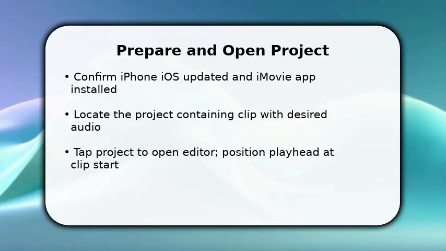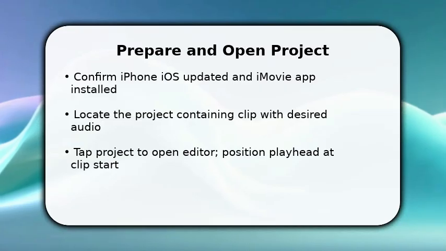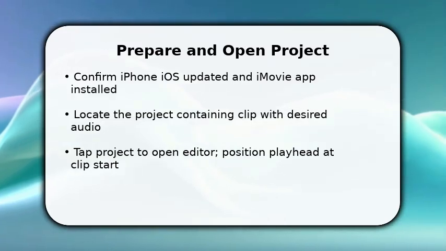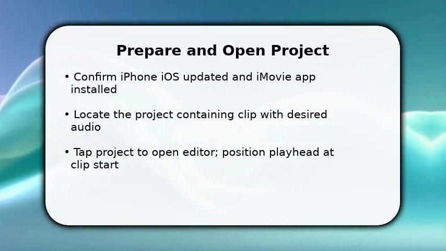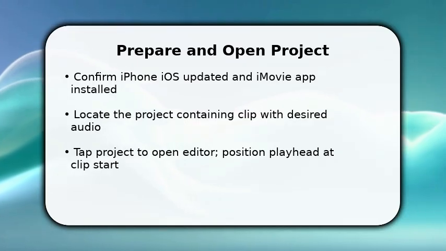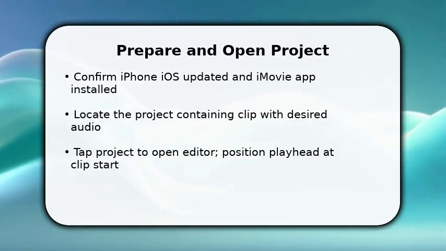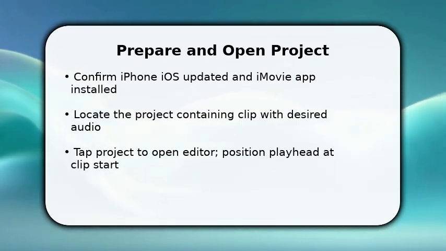You start inside iMovie on your iPhone. Open the exact project that contains the audio you want, then tap to enter the editor so you can work directly on the timeline. Once done, scrub to the clip and position the playhead where the audio begins. This ensures precise extraction. Make sure the clip is selected.